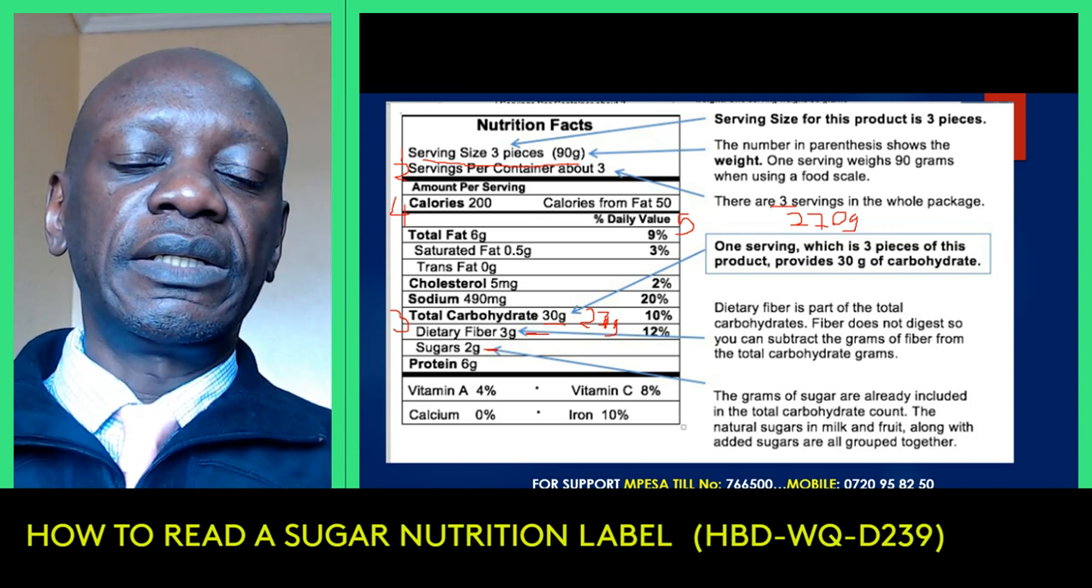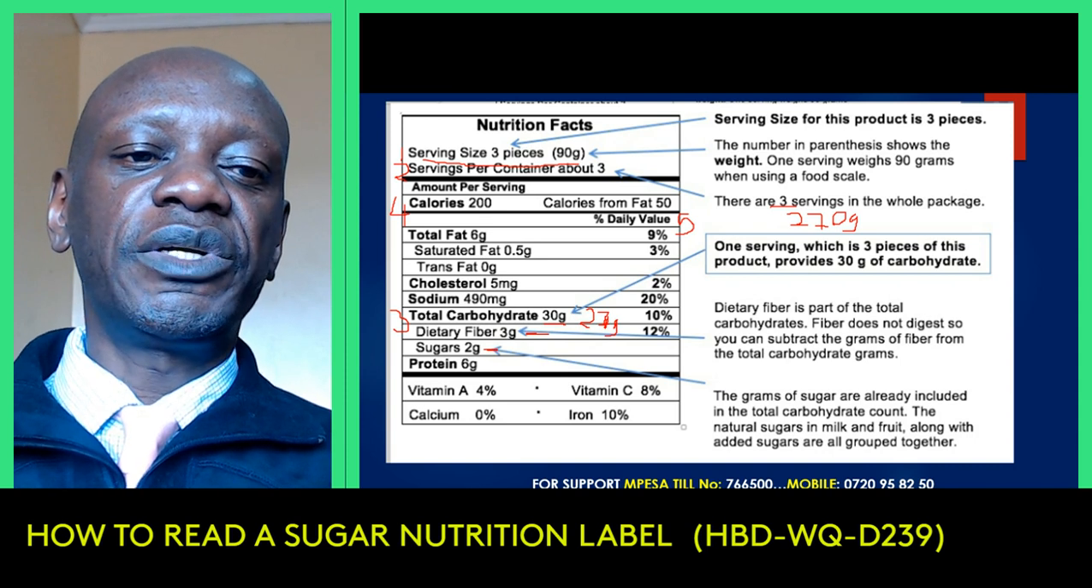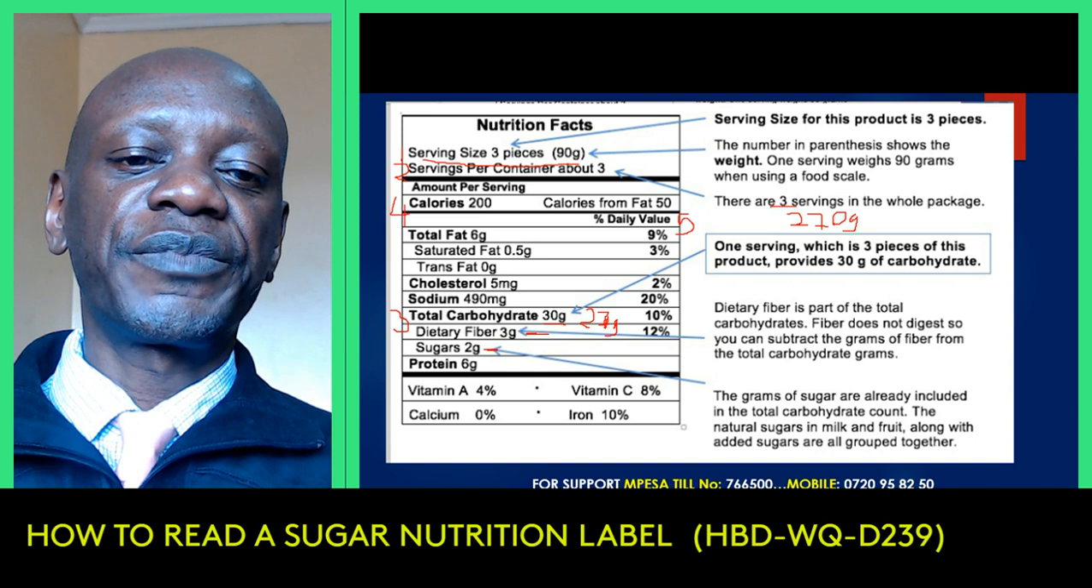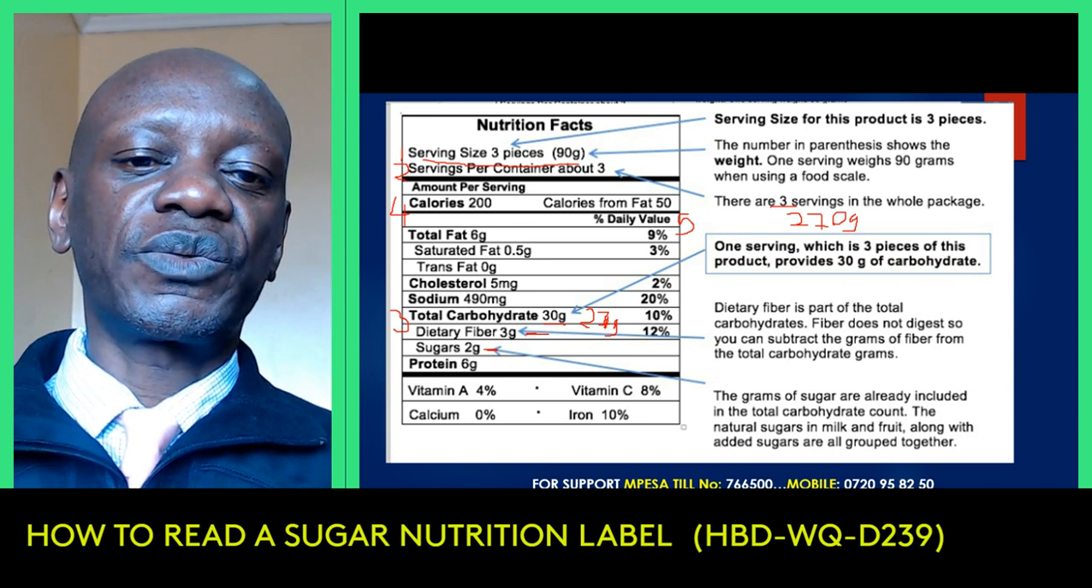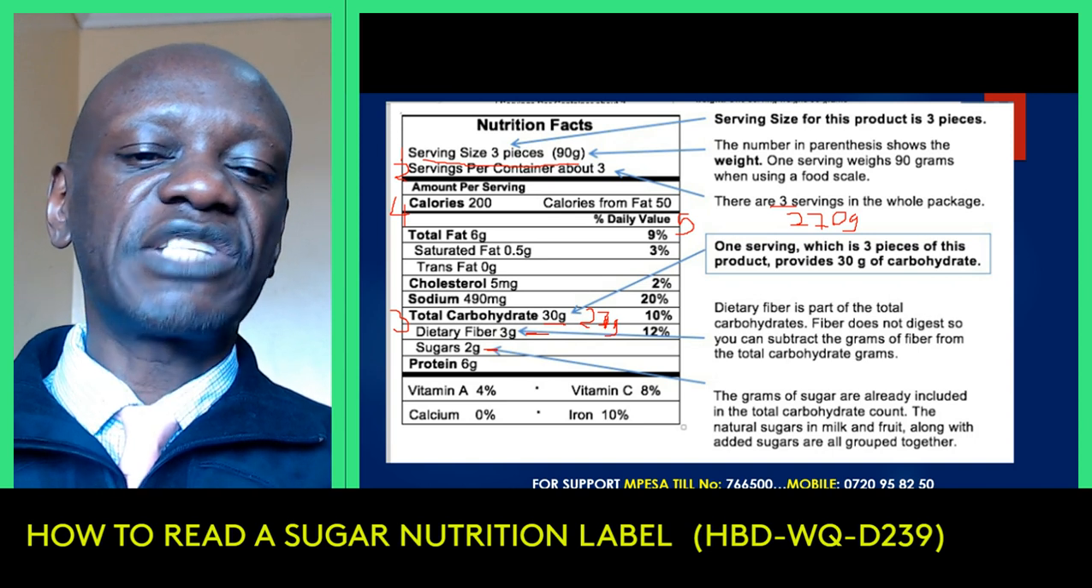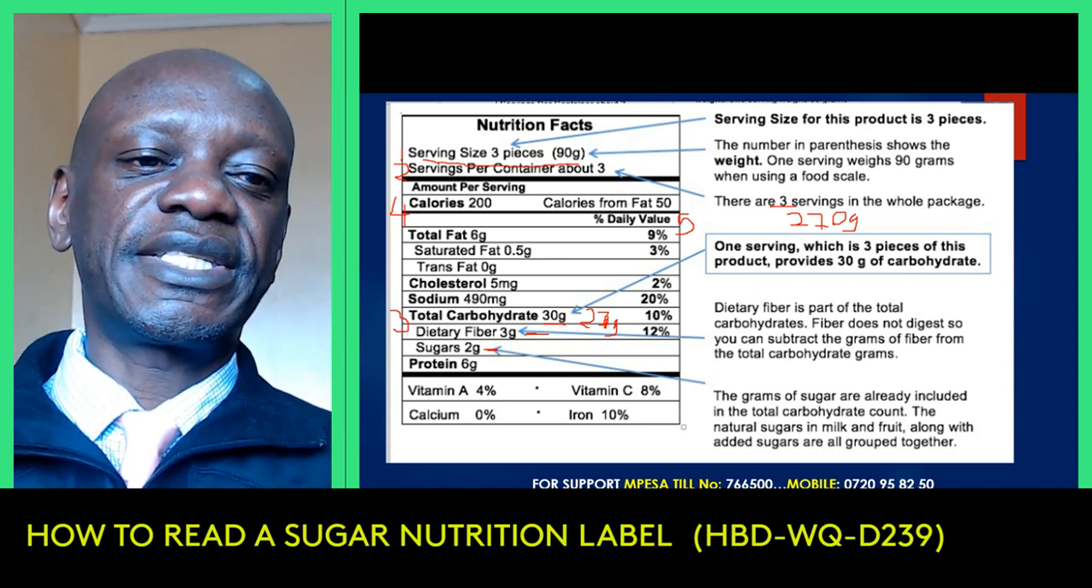Now here, when you see any labeled sugar, it includes all the natural sugars in milk and fruit, as well as any added sugars, things like high fructose corn syrup. Whatever has been added, it's part of the 27 grams.